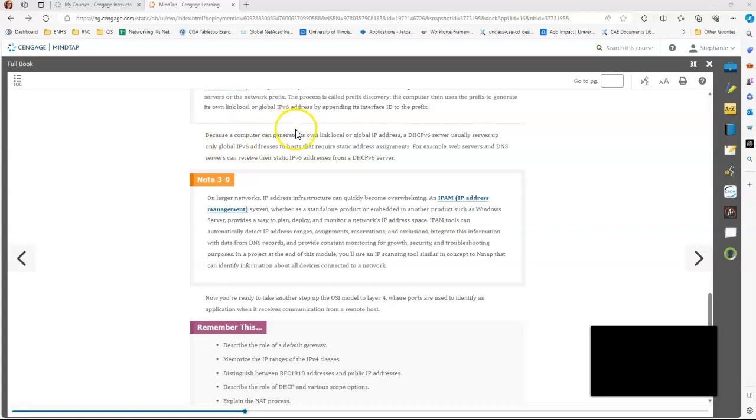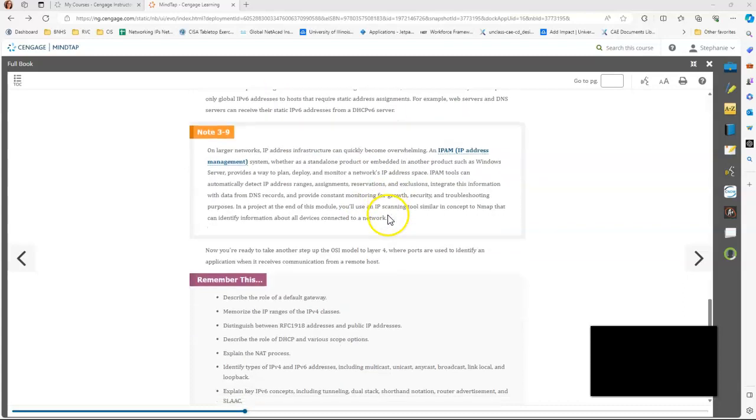Since the computer can generate its own link local or global IP, the DHCPv6 server, so an IPv6 DHCP server, serves up only global IPv6 addresses. So the link local addresses aren't served up by the DHCPv6 server, it's only global addresses. So web servers and DNS servers can receive their static IPv6 addresses from a DHCPv6 server. So anytime you see v6, it's IPv6 stuff. And you'll see v6 here or there, and it's the IPv6.